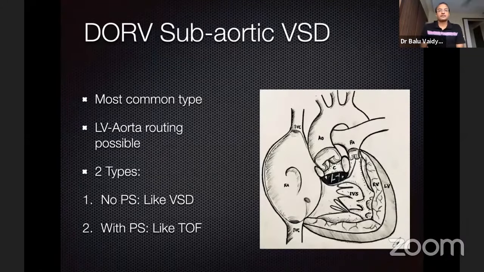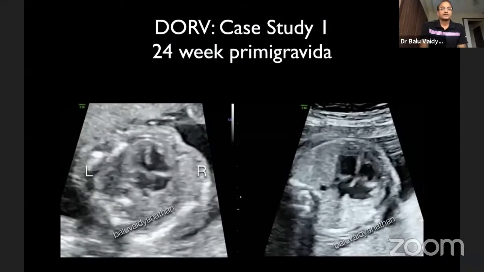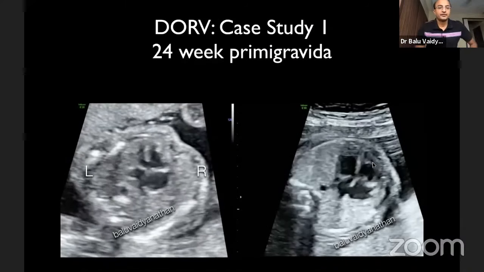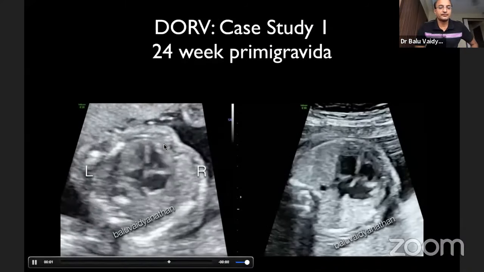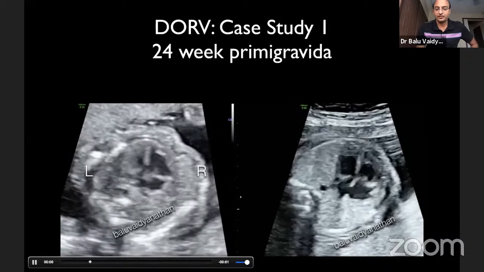So first, let's talk about the subaortic VSD. This is the most common type. It can have pulmonic stenosis, and then it becomes very similar to tetralogy of Fallot. So let us see some clips. This is the first, the four-chamber view. Clearly, the VSD is made out.